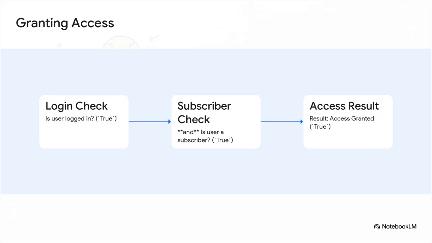Here's a perfect example. Let's say, to get access to something, a system checks two things. First step, is the user logged in? Let's say that's true. Okay, step 2, the system uses AND to also check, is the user a subscriber? That's true as well. Because both are true, the final result is true, and boom, access granted. If even one of those had been false, the whole thing would have failed.